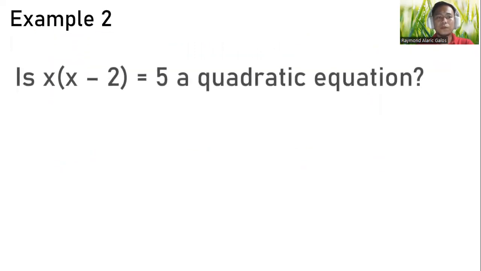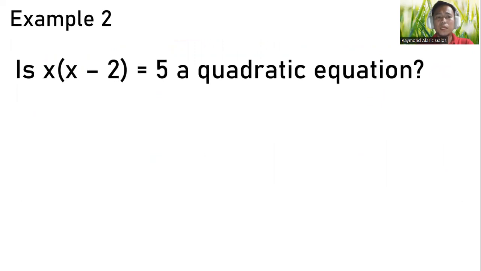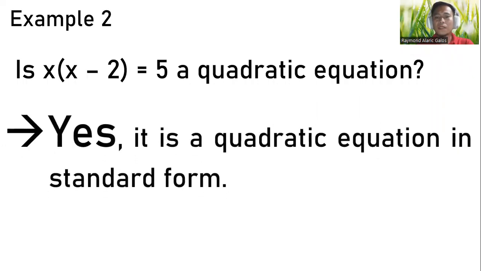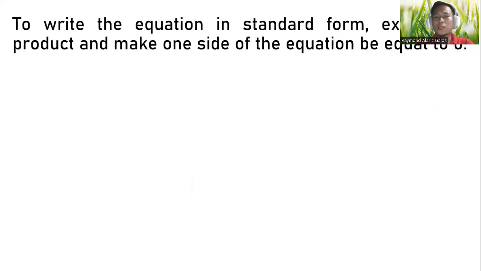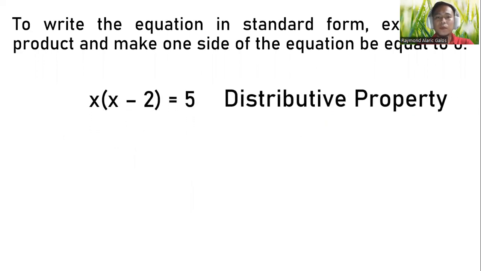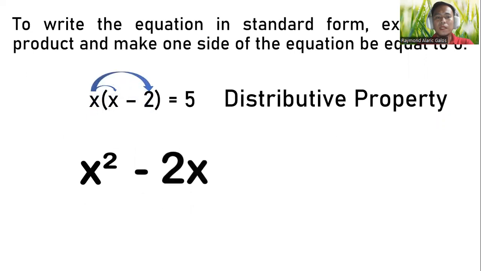Example 2. Is x times the quantity x minus 2 equals to 5 a quadratic equation? Yes, it is a quadratic equation. But first, we are going to change this one into a standard form. To write an equation in standard form, expand the product and make one side of the equation be equal to 0. So we have to use distributive property first. And we have x squared minus 2x is equal to 5.